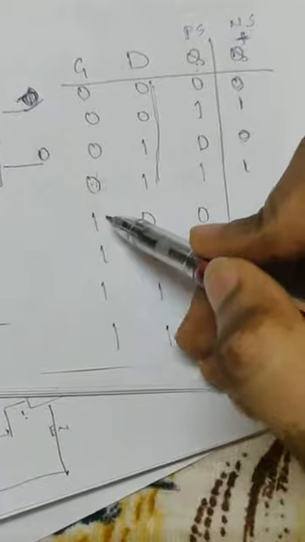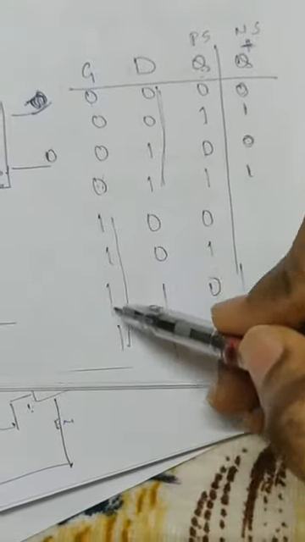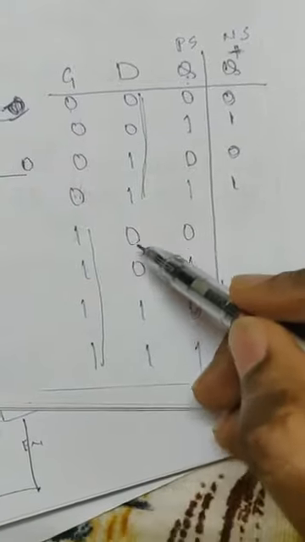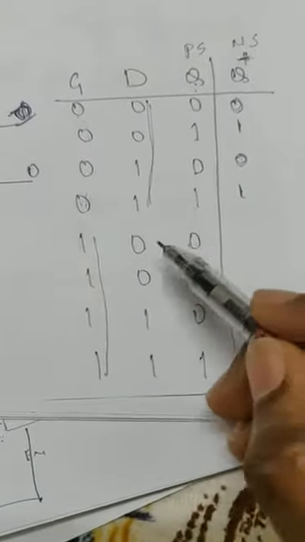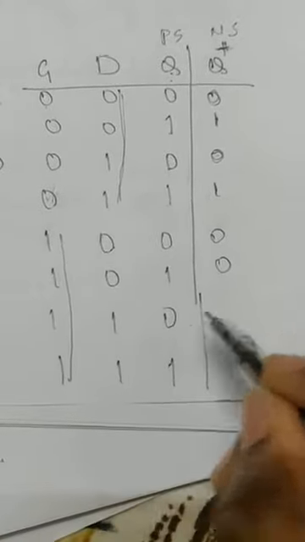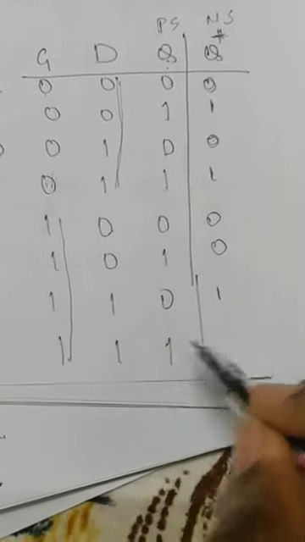Whenever the gate is open, like this 1 1 1 1 1, it takes the input D, whatever input you are going to pass. Whenever D is 0, the output will be 0. Whenever D is 1, the output will be 1.